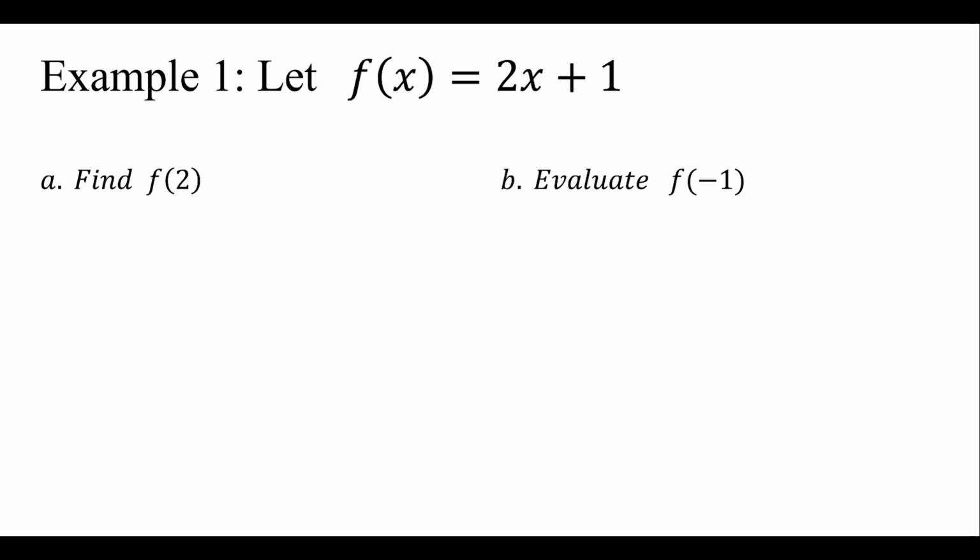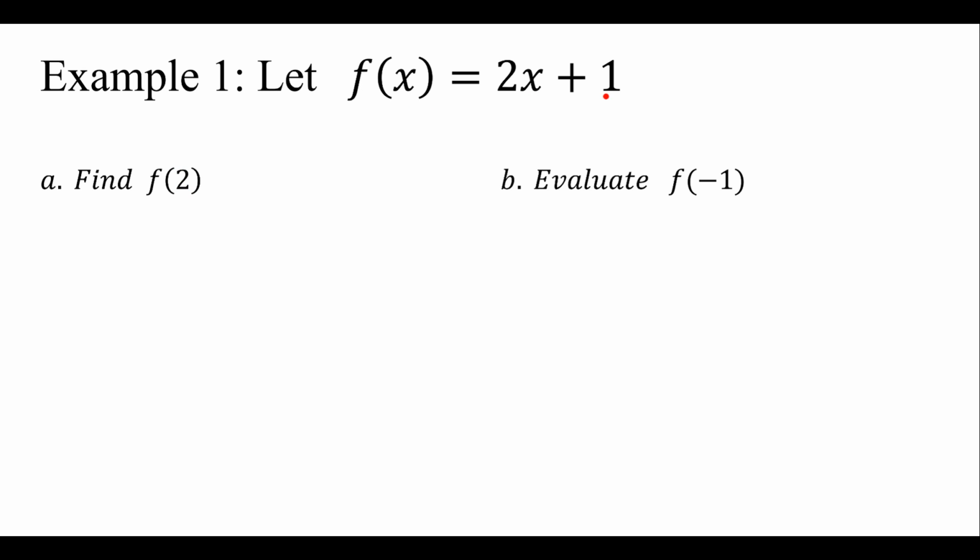So each function has a different rule. This one just happens to take everything that you give it, doubles it and adds 1 to it and provides you with an output. But each function has different rules. So what does it mean to evaluate f at a particular number? Or in other words, what does it mean to find f of 2, for example?